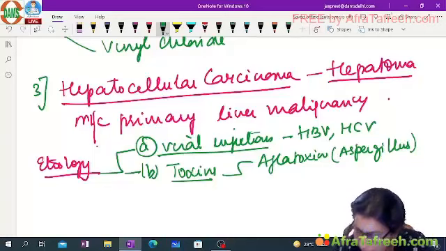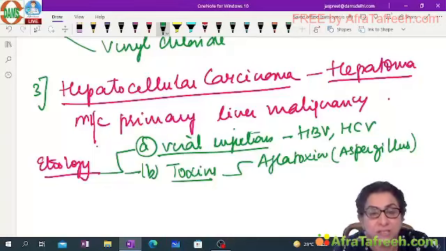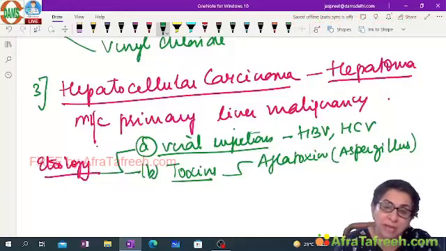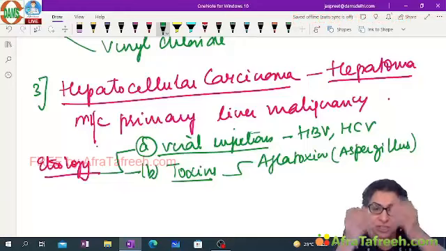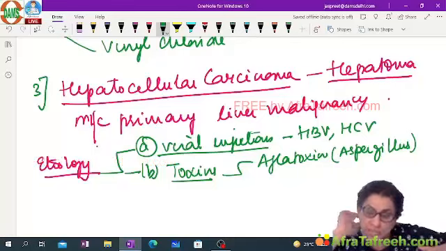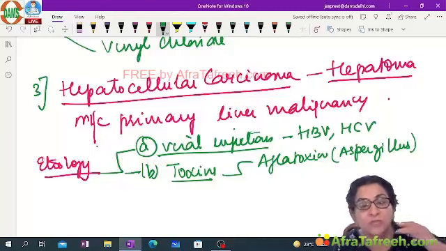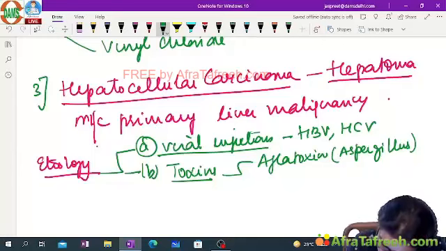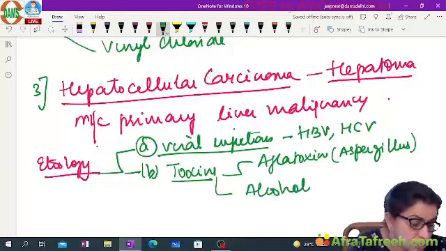So very important, aflatoxin is a toxin produced by the fungus Aspergillus. Aspergillus grows in stored grains. When grains are kept stored in godowns, this fungus can grow in the grains and produce aflatoxin, which causes hepatocellular carcinoma. So that is toxins. Then the second important toxin which leads to hepatocellular carcinoma is alcohol.